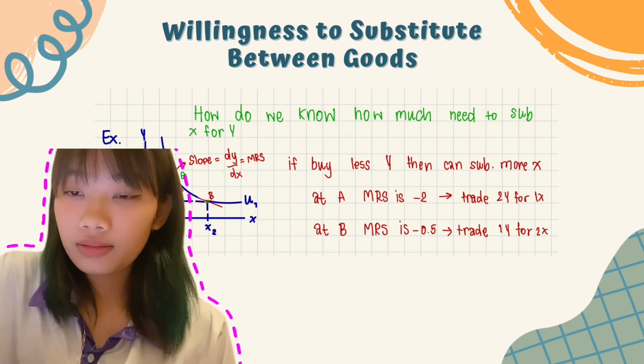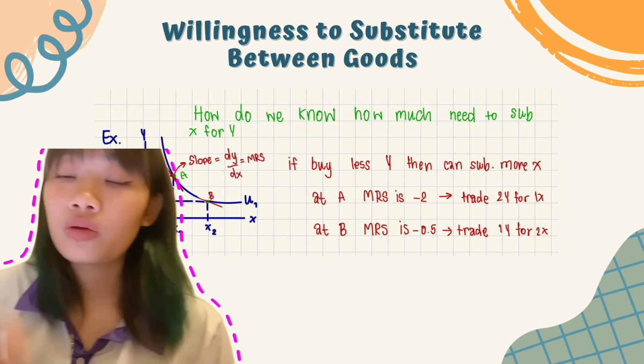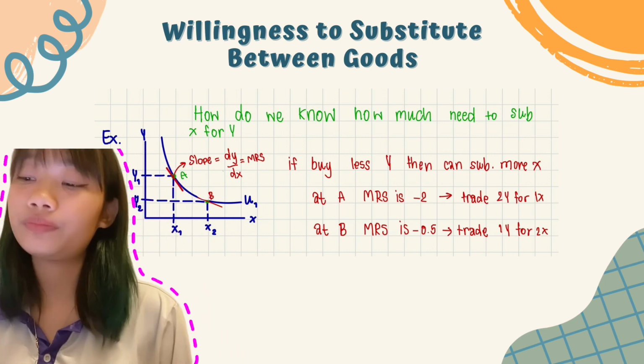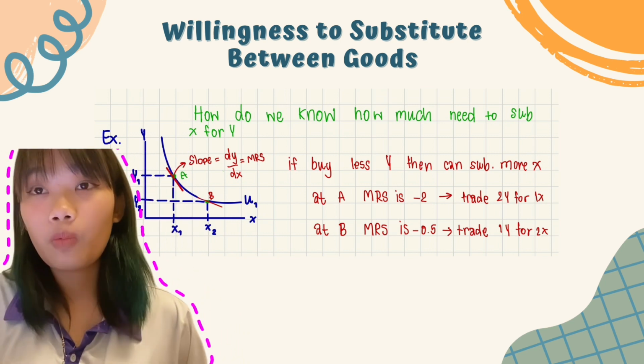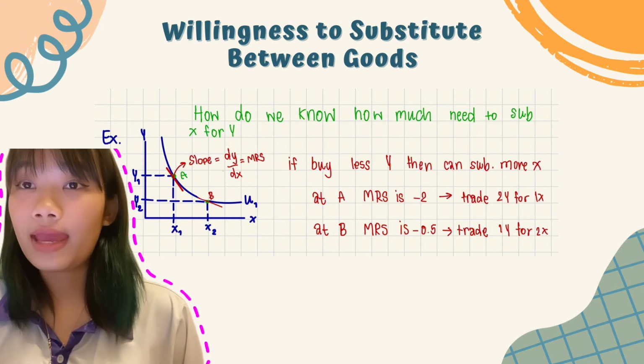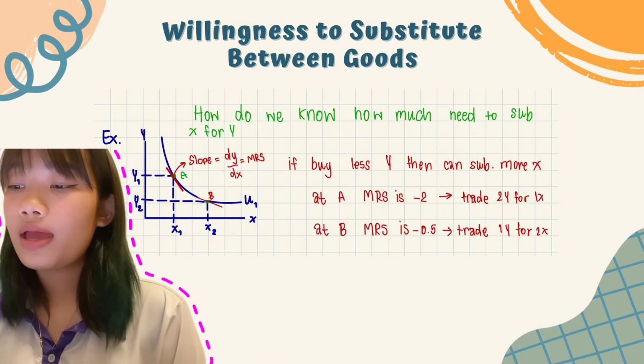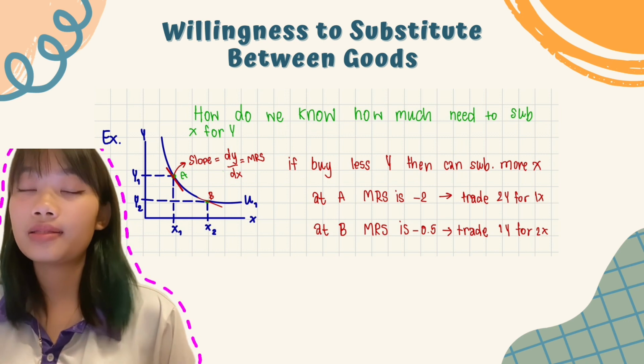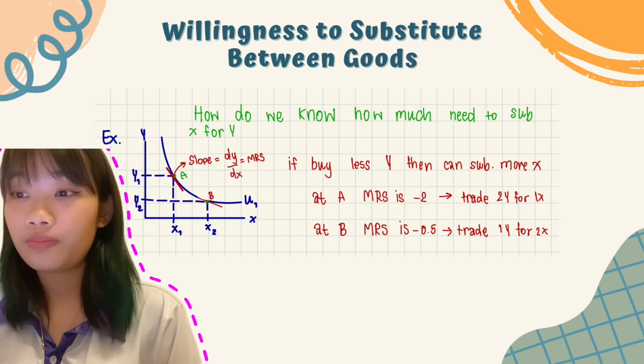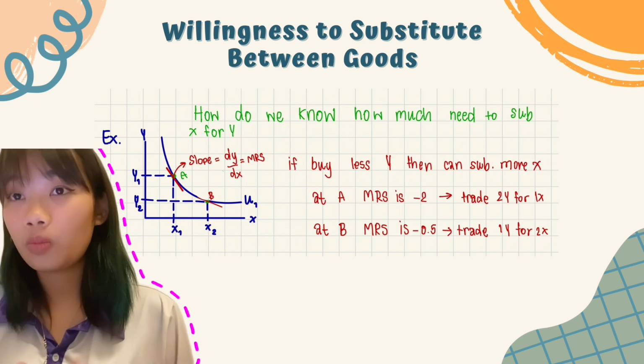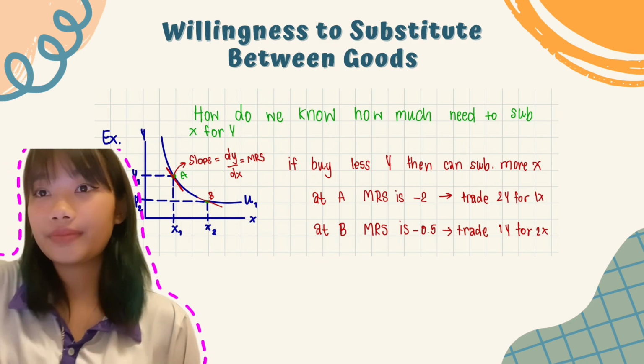And then at point B, you can see the slope is flatter. So we have y2 and x2. MRS is equal to minus 0.5. It means she will take 1y for 2x.